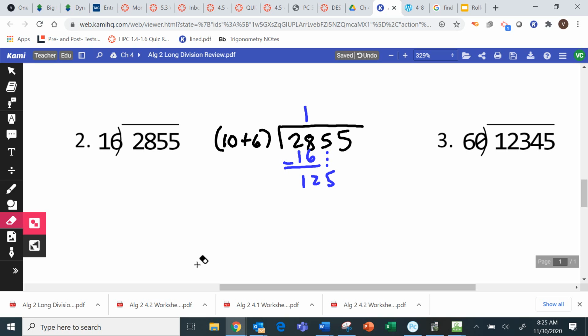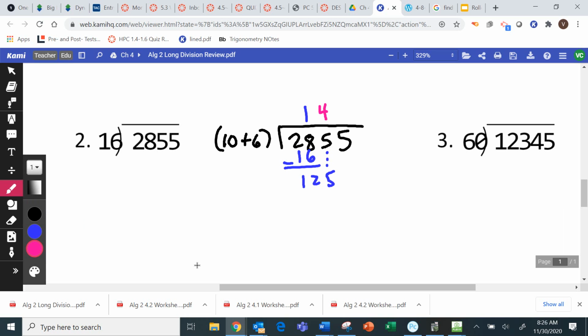10 times? 12 times? But we also have to have 6 go in that many times, which is not going to work. Does anybody have an idea? Just a guess? Guesstimate? 10 times? 11 times? 100 times? 2 times? Grace, give me a number. 4 times. Okay, so we're going to try 4.